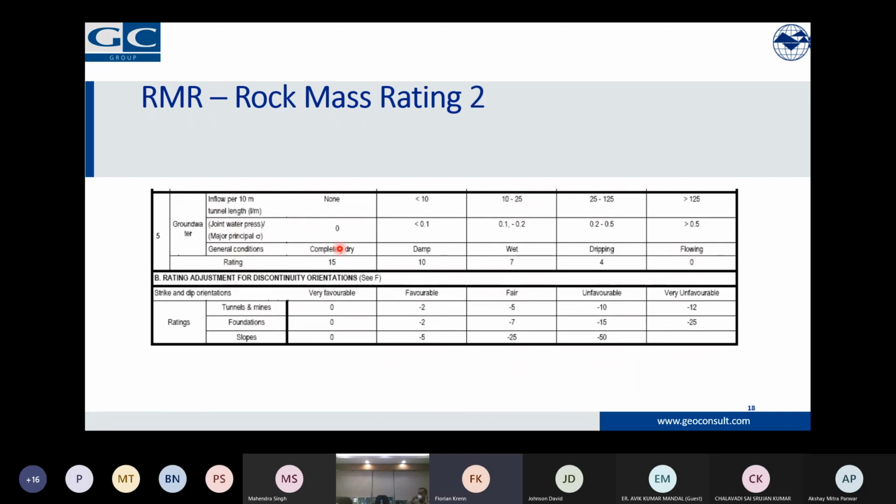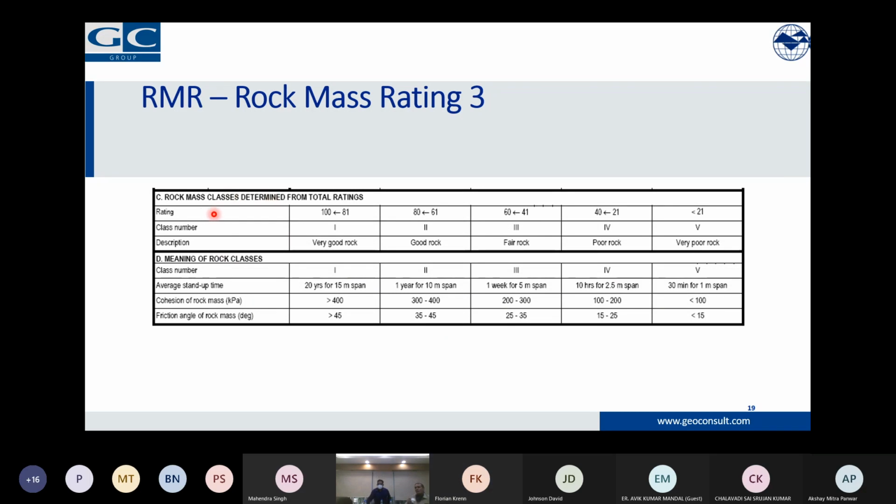Groundwater is being taken into account in the sense that there is a distinction between completely dry and flowing, with some subdivisions. And then comes the rating for the discontinuity orientation. And you can see here that it's even subdivided between tunnels and mines, so to say linear underground structures, foundations and slopes. Because later on, many of these rock classification systems were modified. Originally, RMR was coming from the mining industry.